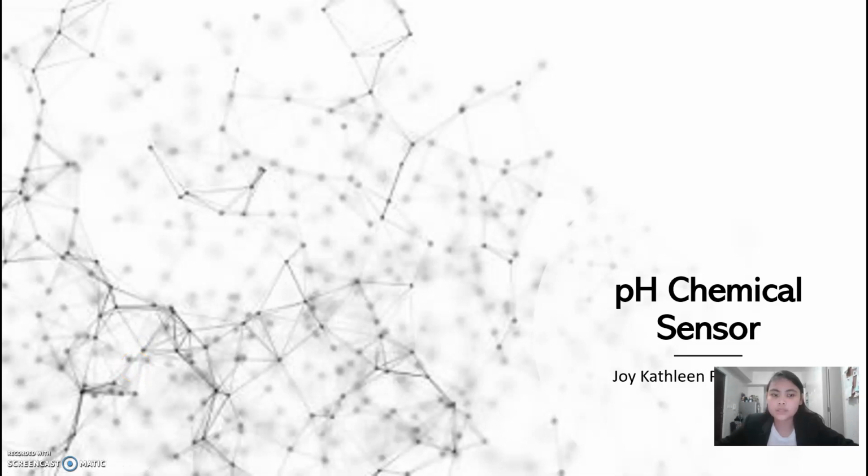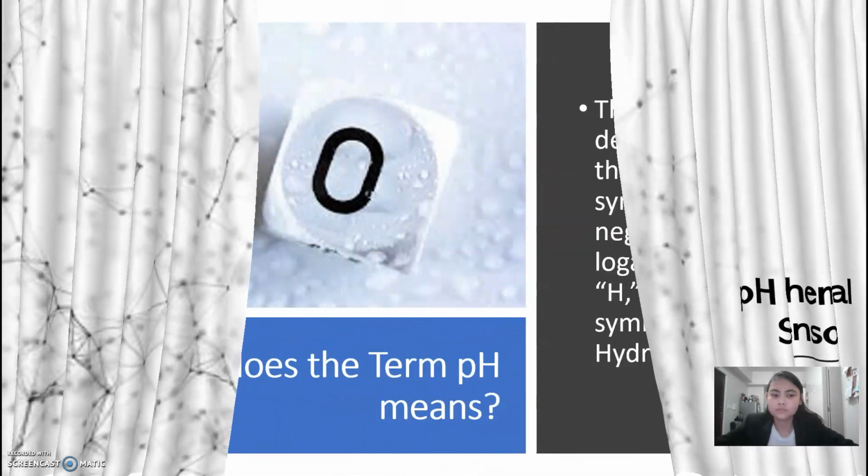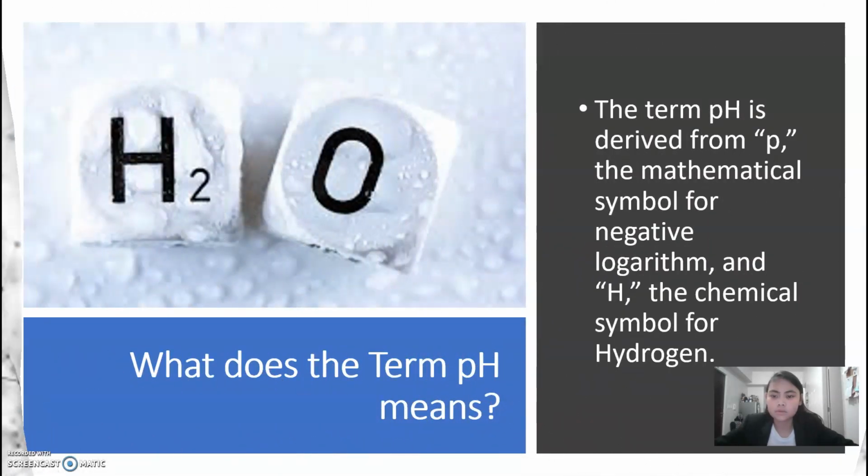pH chemical sensor. What does the term pH mean? The term pH is derived from P, the mathematical term or symbol for negative logarithm, and H, the chemical symbol for hydrogen.